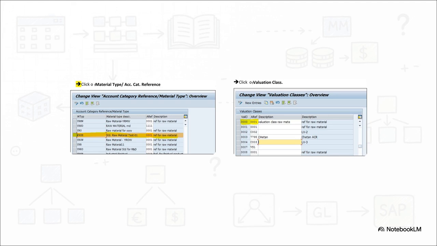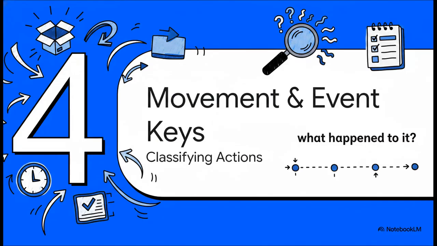Notice how the account category reference, which happens to be 0001 for raw materials in this case, acts as the vital bridge. It connects the material type directly over to the valuation class, like Valuation Class 3000. It's a highly precise classification mechanism that makes sure the system deeply understands the exact financial nature of whatever item is being procured. All right, Section 4, Movement and Event Keys.